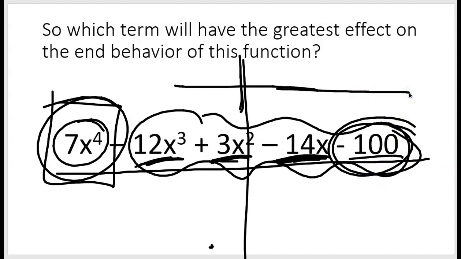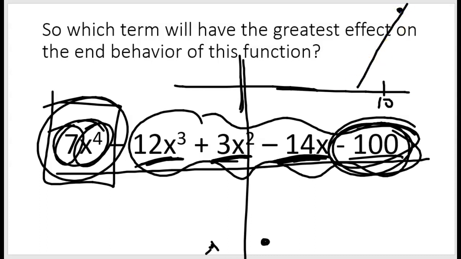But by the time I plug in a positive 10, I should have put that over here, sorry. By the time I plug in a positive 10, do you know what 10 to the 4th power is? That's 10,000. If you multiply that by 7, it's 70,000. Who's more powerful, the 7 to the 4th or this guy? By the time we get to 10, the graph's off the chart on the right side.